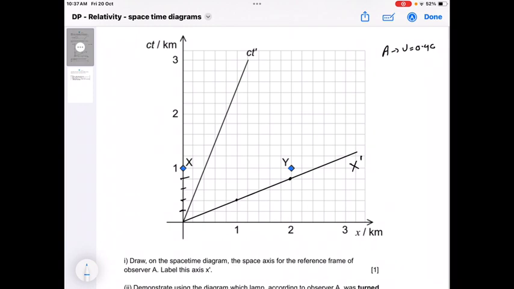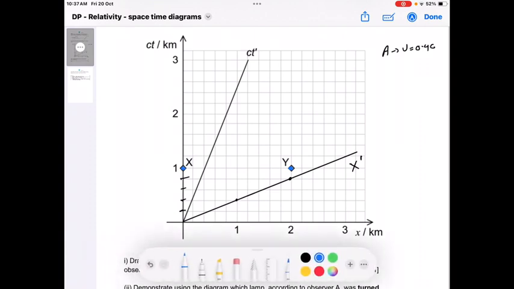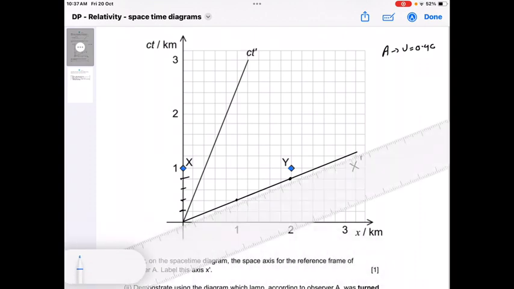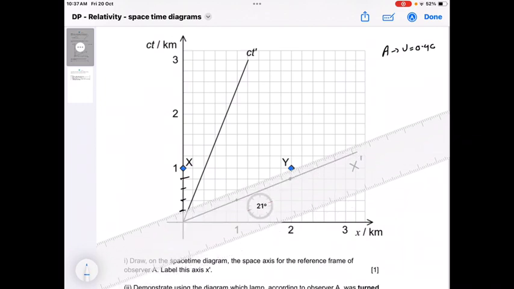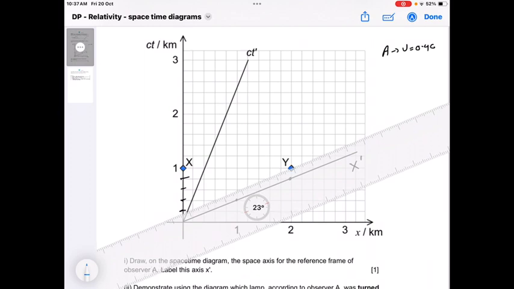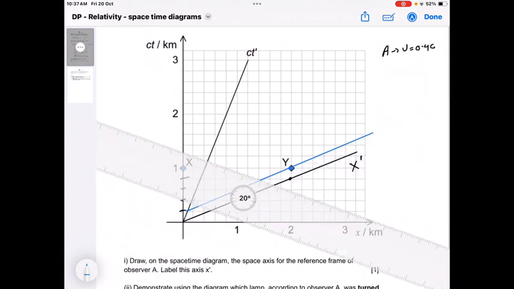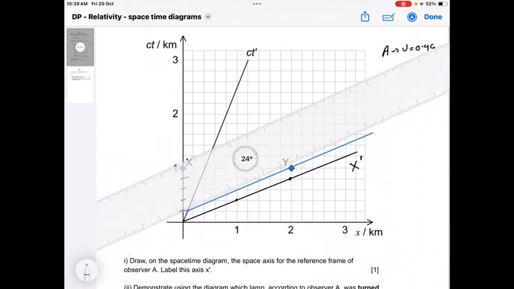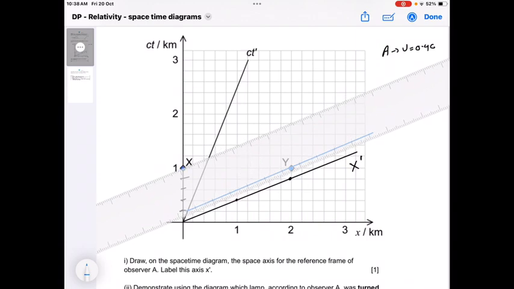To do this, from X and Y we draw lines parallel to my x' such that they cut the ct axis. So we try to do that. From Y I am making a line which is parallel to my x' line. This line will be like this. Similarly, from X I am making a line parallel to my x' line, something like this it will go.